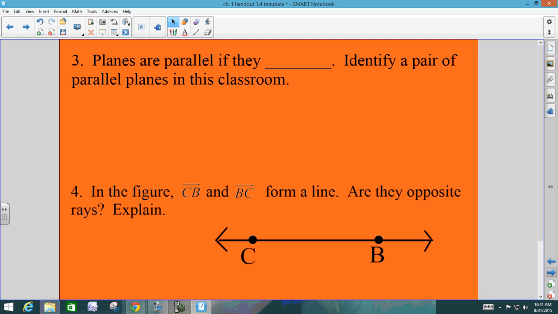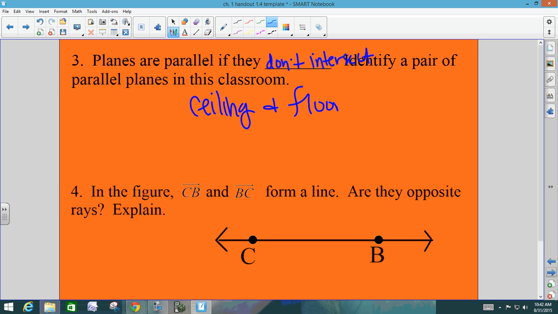Cade, what makes planes parallel? When they don't intersect. Cade, what's an example in the room? Excellent. Yeah, we did. We talked about them earlier. They're parallel if they don't intersect. The ceiling and floor would be one of many examples.